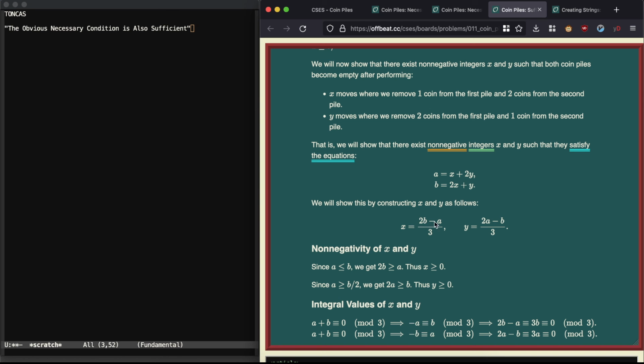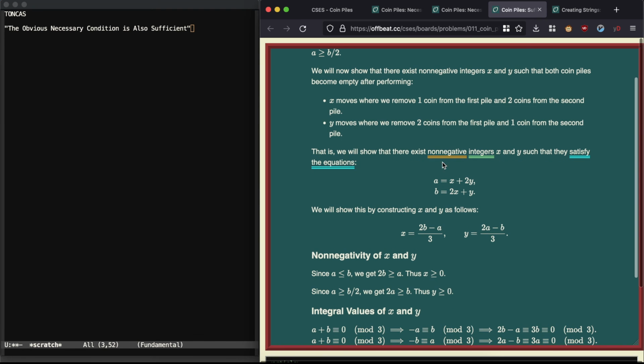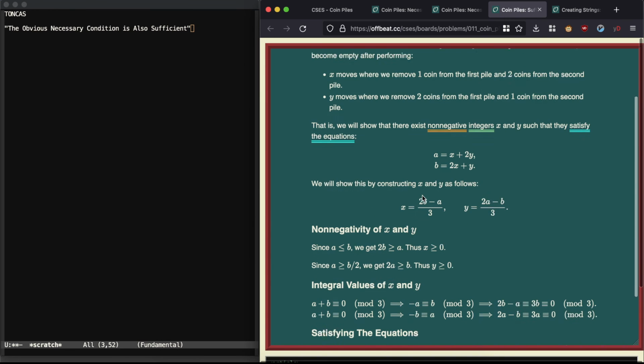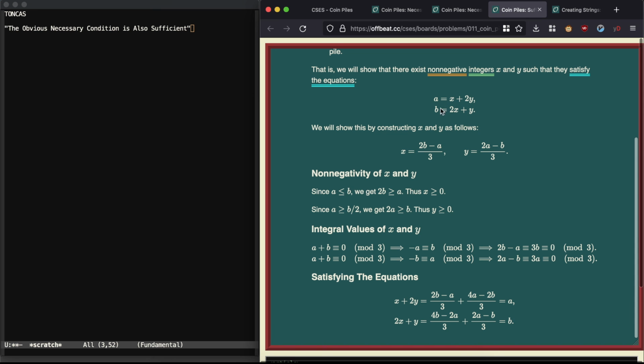This is a multiple of 3, which means x is an integer, because a multiple of 3 divided by 3 gives us an integer. Similar analysis for this part also. There also we do similar tricks, and we show that 2a minus b is a multiple of 3, which means this numerator here is a multiple of 3, which means y is an integer. So we have shown that starting with these assumptions, we will get x number of moves and y number of moves, such that both are non-negative integers, and they indeed satisfy this equation, because the way I got these expressions is by solving these equations.